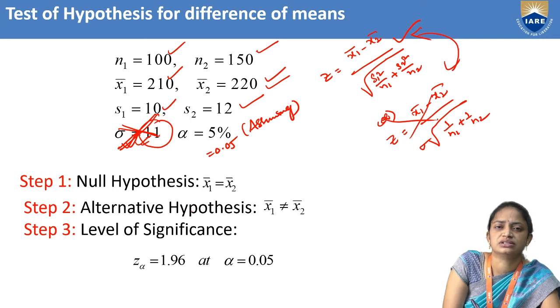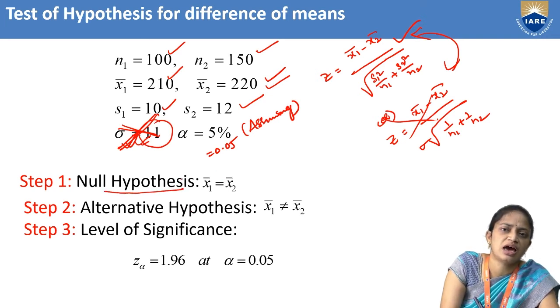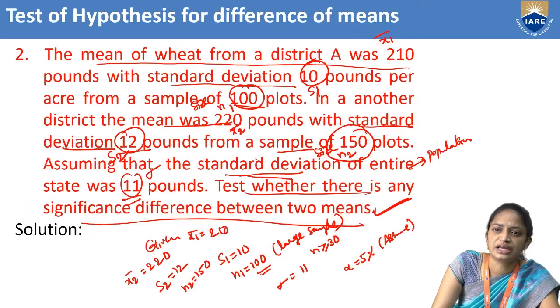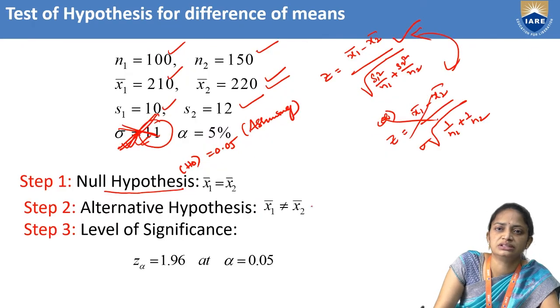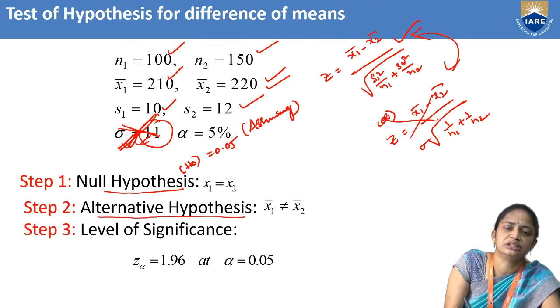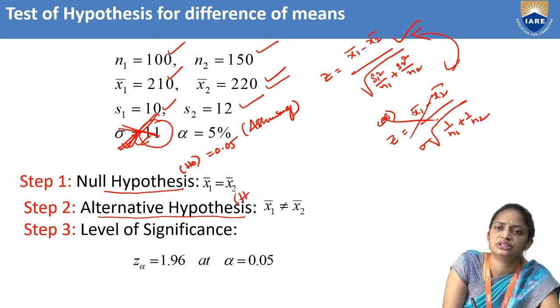So our first step is the null hypothesis. The null hypothesis is denoted with H naught. Here I am taking H naught as: there is no difference between the means. What is our question? Test whether there is any significant difference between the means. Here I am taking that there is no significant difference between the means. So what is the alternative hypothesis?